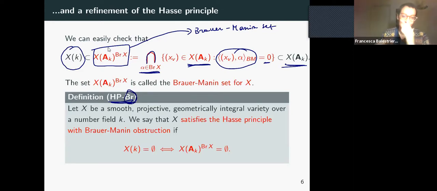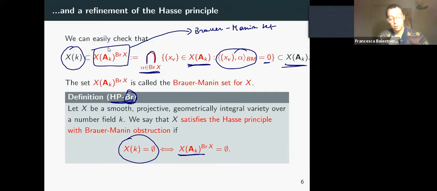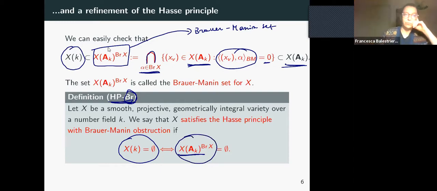The definition is exactly the same as before, only that before we just had the set of adelic points here, and now we use this refinement. We use the Brauer-Manin set. So we say that X satisfies the Hasse principle with Brauer-Manin obstruction if the set of k-rational points of X is empty whenever the Brauer-Manin set is empty. Okay, so this is just a refinement.